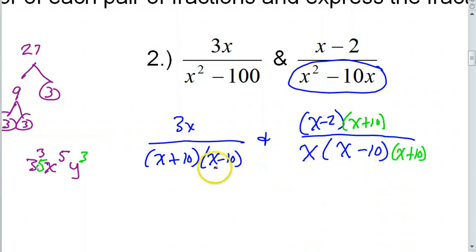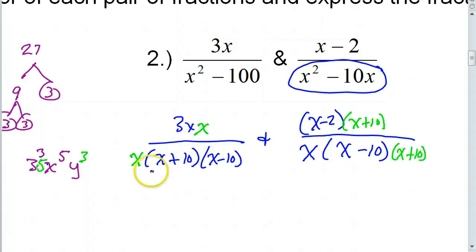Okay, next I see an x minus 10. Does the right-hand side have an x minus 10? Yes, it's already got one, so it doesn't need another one. They already match. Are the denominators the same now? Why not? Because on the right-hand side, it has this extra x. So that means on the left side, it needs an extra x. Which means I need to do an extra x in the numerator as well. So that's going to become 3x squared. Any questions so far?